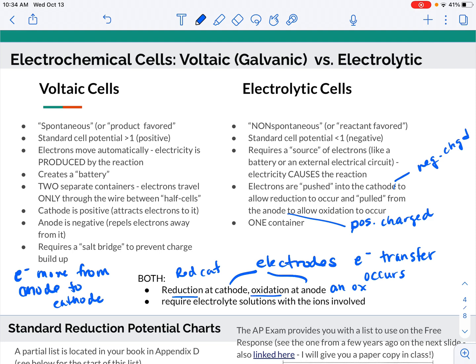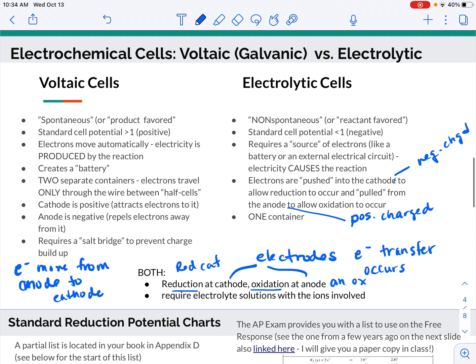Or is it an attraction thing? So in the voltaic cell, where it happens spontaneously, the cathode is relatively positive, which attracts electrons to it, and the anode is relatively negative. You'll have to kind of figure out how to remember that. And one more thing, and when we do the cells in more specific detail, you'll learn this, but voltaic cells require something called a salt bridge, which stops charges from building up and allows the reaction to continue. Okay, so this is kind of the background of these.